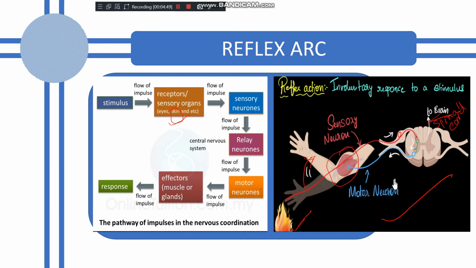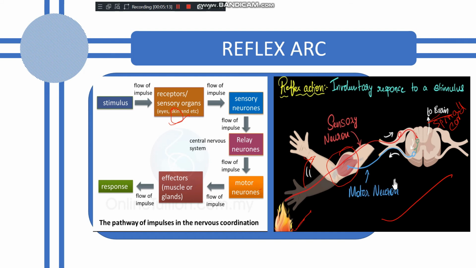If we see any favorite food and our mouth is full of water, we are not thinking that our mouth will be full of water, and suddenly what happened? The mouth is full of water. That is also a reflex: the stimulus is looking at the favorite food, and the action that took place is the mouth full of water.